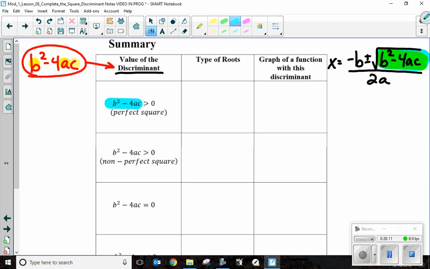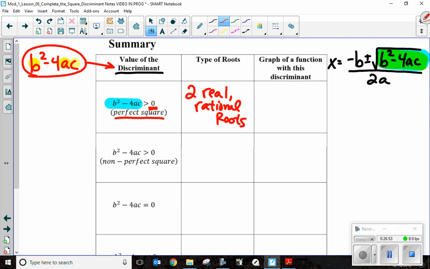If I calculate that number and it turns out to be a perfect square that's bigger than 0, that means I will have 2 real rational roots. Now, this chart we make here is going to be for reference. We'll do some problems with this afterward, but just follow me.